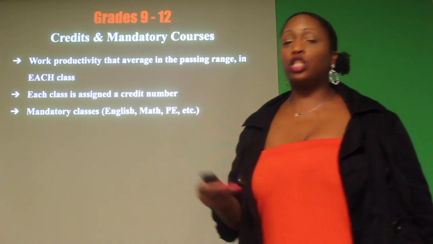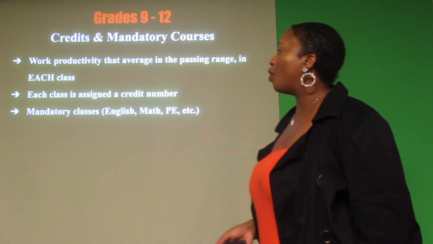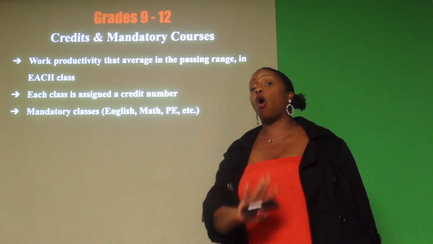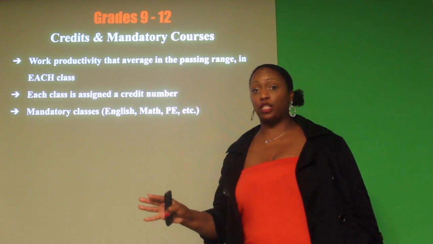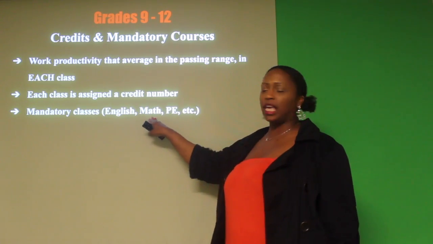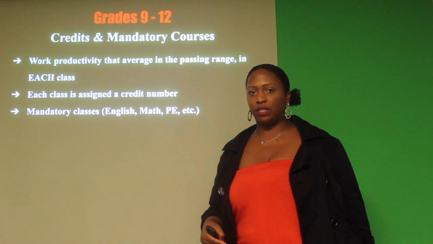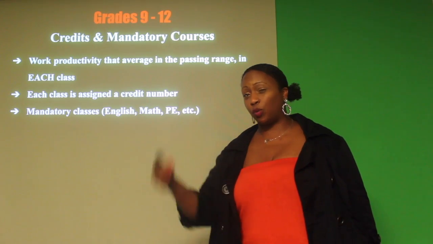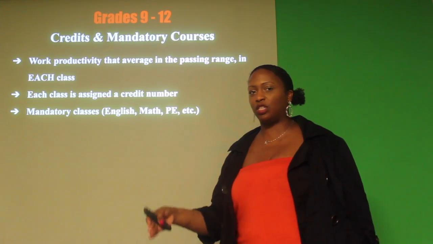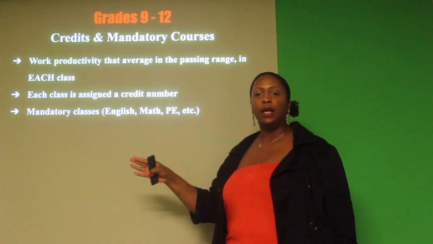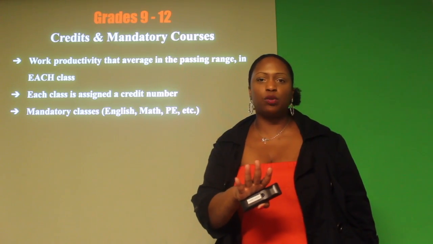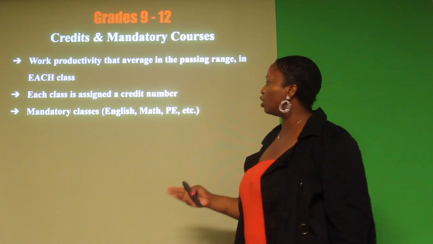Then they have mandatory classes. So they may have 4 years of English that you have to take, and all of those classes are mandatory. Then you have, let's say, 3 years of math you have to take. All of those are mandatory, even though you may have a choice in which math you take to satisfy that math credit. You have to have 3 years of math. So some schools are going to be 2 years of math, and so forth and so on.